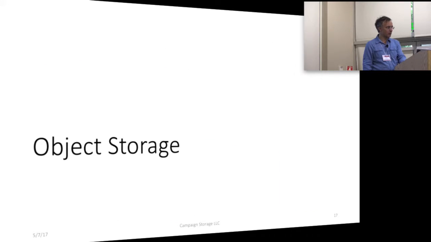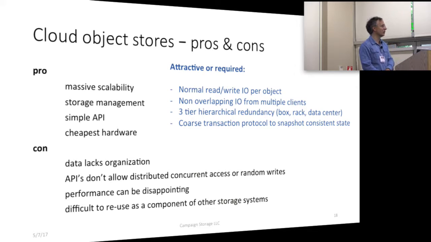Just one or two comments about object storage. Object stores are a very important development that has had an enormous time of evolution, but has really come to mature in the cloud. They have massive scalability, excellent storage management, and a simple API: you put and get objects, that's more or less what it's all about. And it runs on very cheap hardware. So it has been very, very successful, but it does have a few cons.